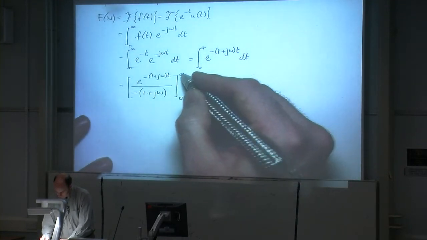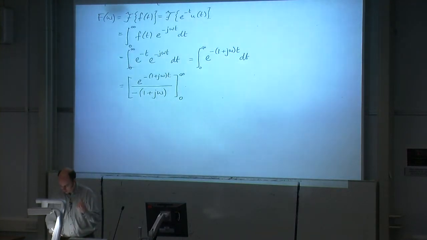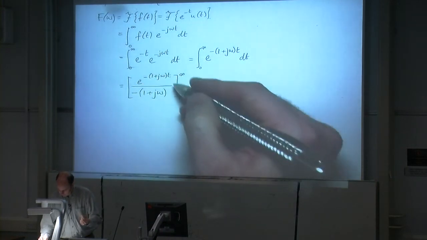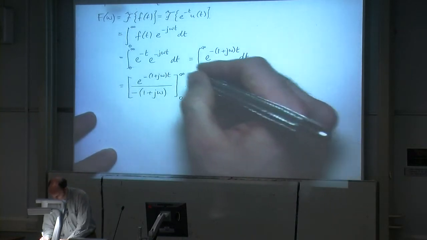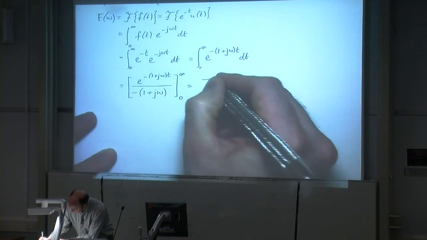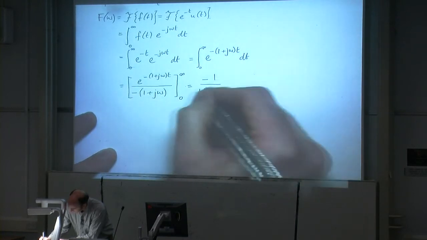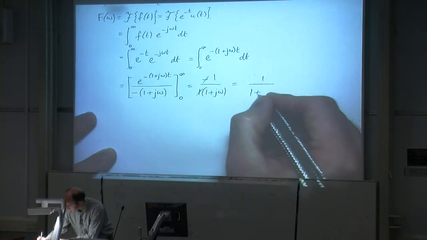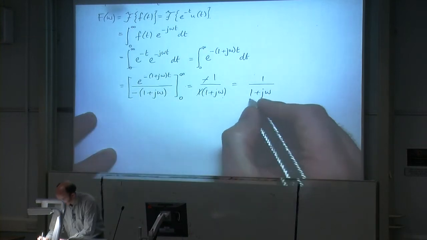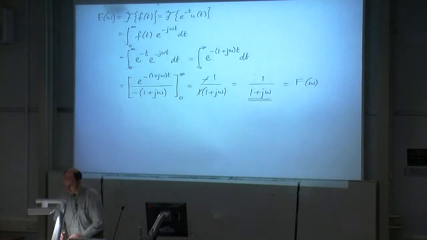When we have infinity in here, we've got e to the minus infinity, which is 0. And then when we've got 0 in here, we have 1. So essentially in the front of this, we've got minus 1 divided by minus 1 plus j omega. Obviously the minus signs will cancel, and we end up with 1 divided by 1 plus j omega. So that's the solution. This is the Fourier transform of e to the minus t u(t).